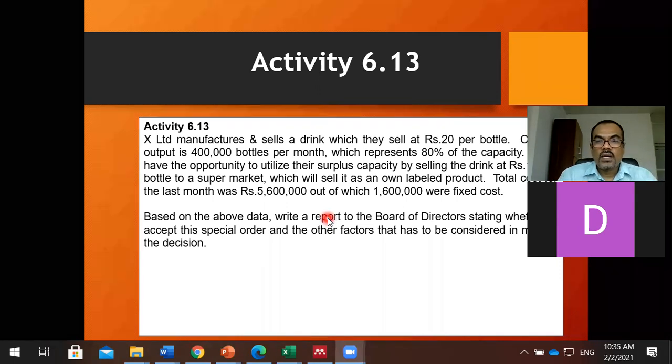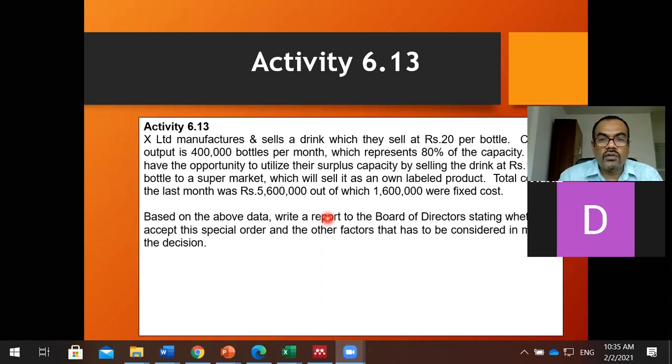Sells at 20 per bottle. That is the selling price. Current output is 400,000 bottles per month, which represents 80% of the capacity. Now you have to mentally calculate: if you divide 400,000 by 80%, it gives you full capacity. Full capacity is much higher.